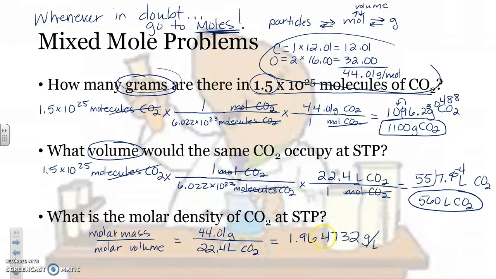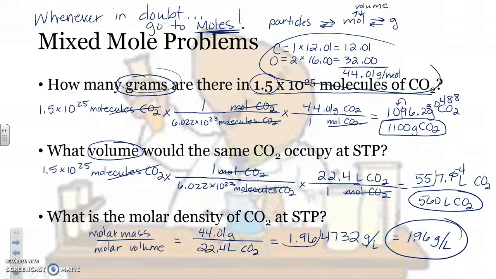grams per liter. And we have 4 significant figures on top and 3 on bottom, so we would just say that there's 3 here. So 1.96 grams per liter would be our molar density.